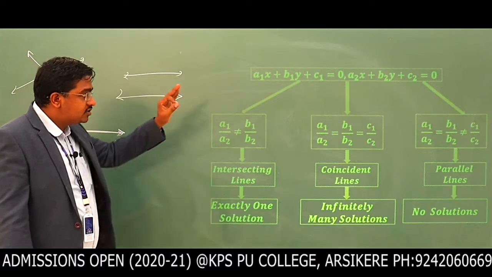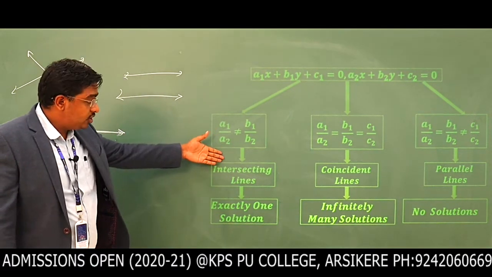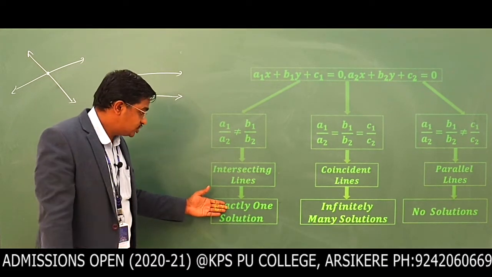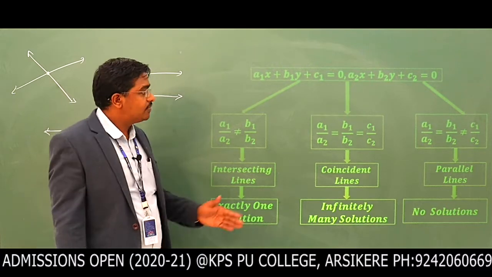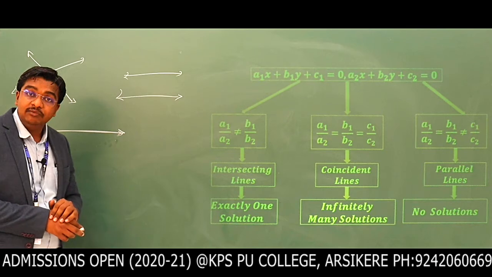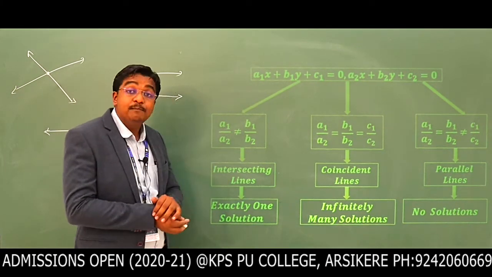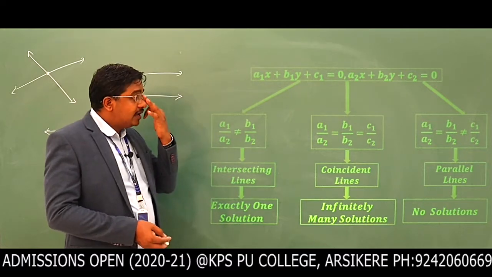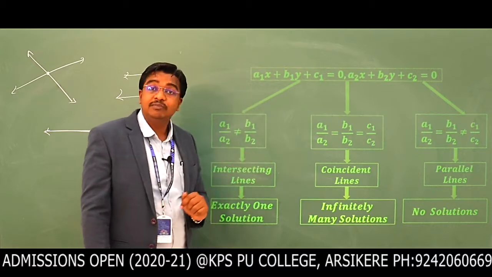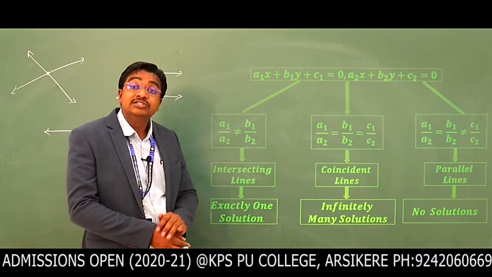I repeat again, this is very important. When a1 by a2 is not equal to b1 by b2, the lines intersect, and obviously we get a unique solution. Exactly one solution or unique solution. When a1 by a2 is equal to b1 by b2 is equal to c1 by c2, the lines are coincident and the corresponding solutions are infinitely many. Third one, a1 by a2 is equal to b1 by b2 but not equal to what? c1 by c2. So in that case parallel lines exist, there is no solution.